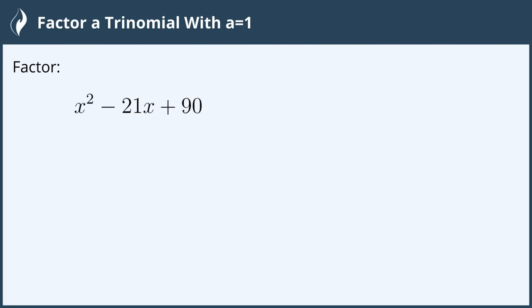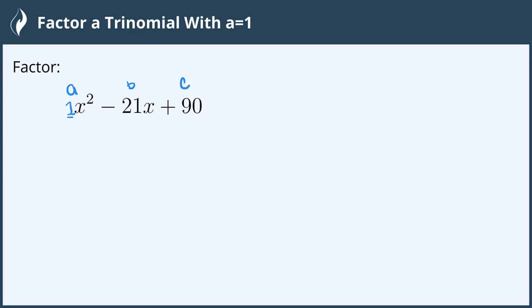Hi everyone! In this video we will factor a trinomial with the form a equals 1. Factor x squared minus 21x plus 90. This is in the form of a equals 1 because the coefficient in front of the x squared, which is a, doesn't have a number here, which means we can fill it in with a 1. This is b and this is c.